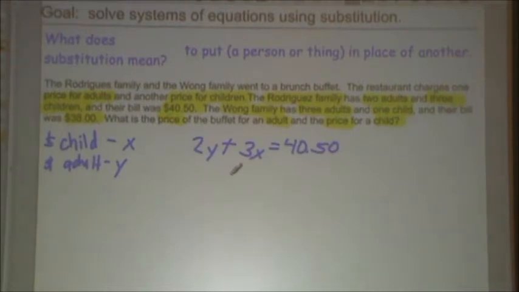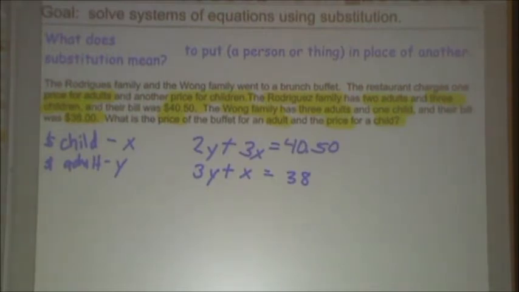And the Wong family has 3 adults, so that's 3Y plus 1 child, which is 1X. Remember, we just write that as X. And their bill was $38. So I'm just going to leave it 38.